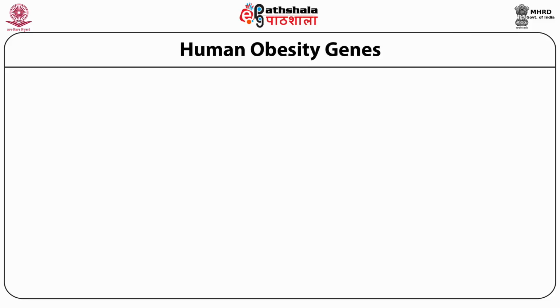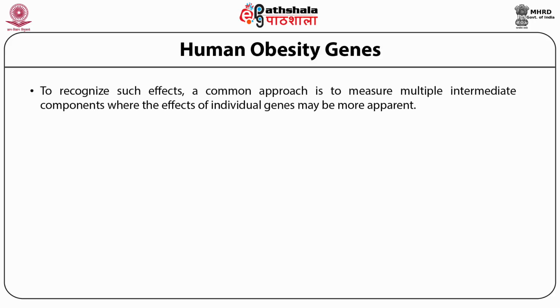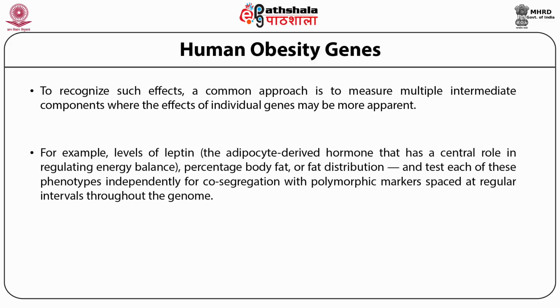Genetic determinants of inter-individual variation in obesity and related phenotypes are likely to be multiple and interacting, with most single variants producing only a moderate effect. To recognize such effects, a common approach is to measure multiple intermediate components where the effects of individual genes may be more apparent. For example, levels of leptin, percentage body fat or fat distribution, and test each of these phenotypes independently for co-segregation with polymorphic markers spaced at regular intervals throughout the genome.